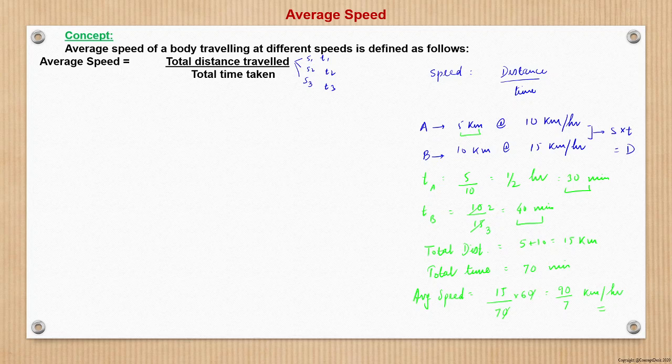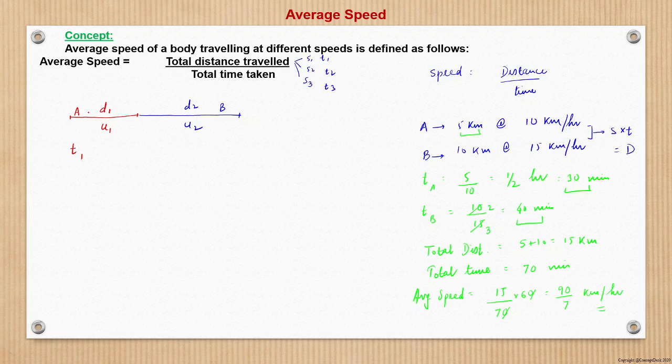Now I will try to deal with some generic variables. Suppose a person travels part A, which is d1, at a speed of, say, u1, and then another part d2 at a speed of u2. Then we have to find the average speed. For that, let the part in red, A, be denoted by 1, and let this be denoted by B, or 2 also we can say.